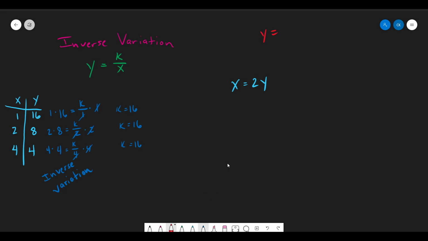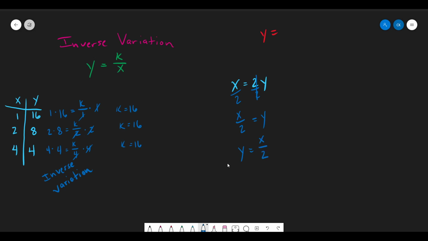So in this function in particular, I want to get the y by itself. So I'm going to divide both sides by 2. When I divide both sides by 2, this 2 cancels out. I'm left with y over here. This I'm going to leave as x over 2. And I'm just going to flip this around so that the y is on the left-hand side. So I have y equals x over 2.